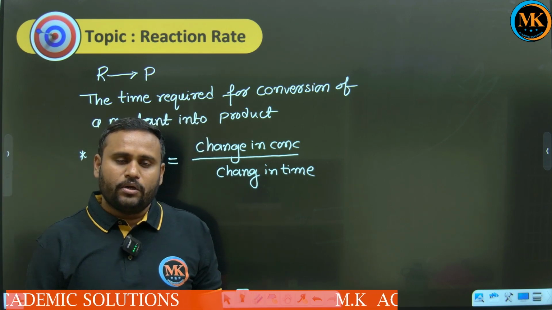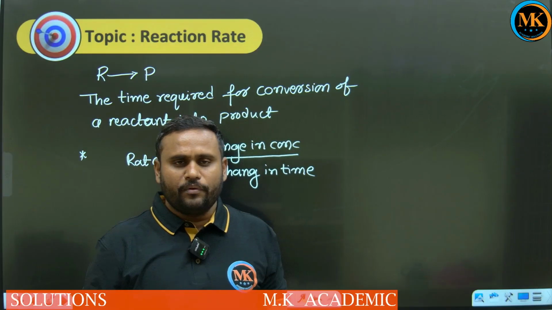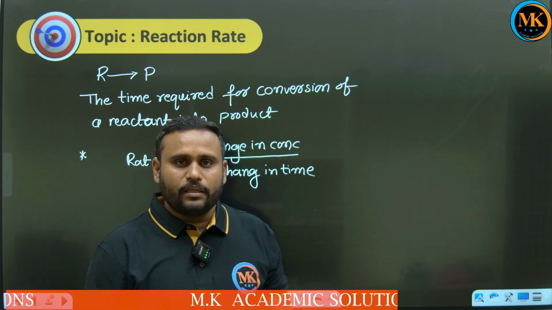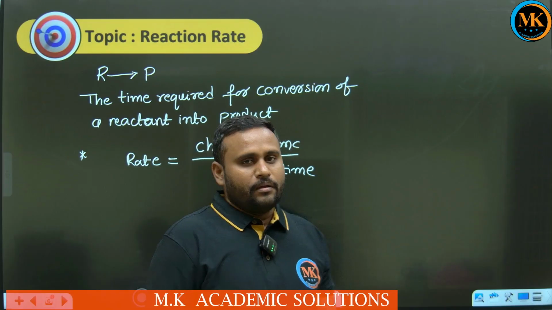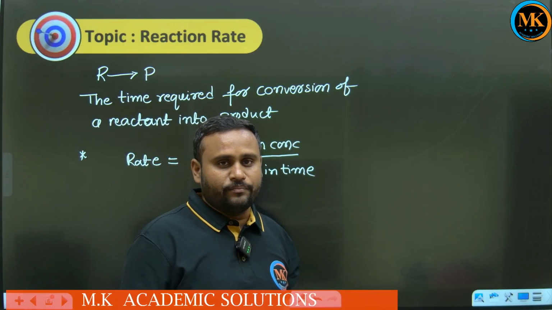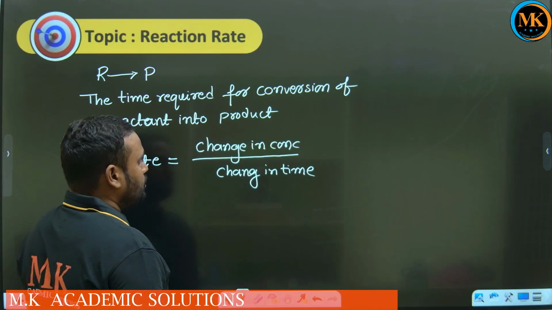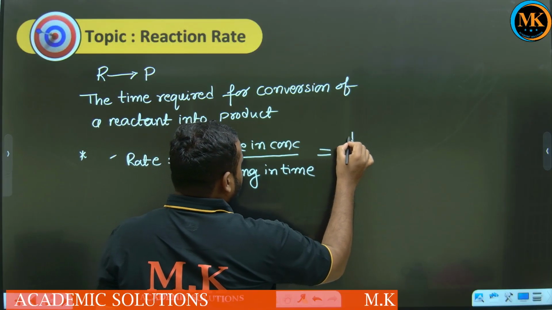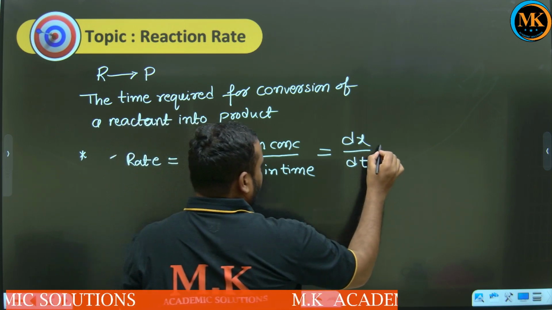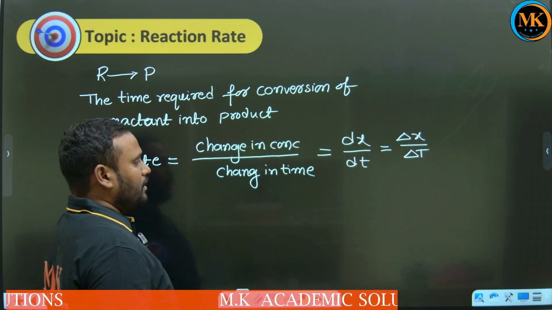In general, for an automobile, a car or bike also, we express the speed. How can we express the speed? The distance covered in the given time. And here for a chemical reaction, how are we going to express the rate? By calculating the change in concentration in the given time. So based on this we are going to calculate the rate of reaction. Here change in concentration we consider as dx, change in time we consider as dt, or else you can consider delta x by delta t. Okay, this is the rate of reaction.